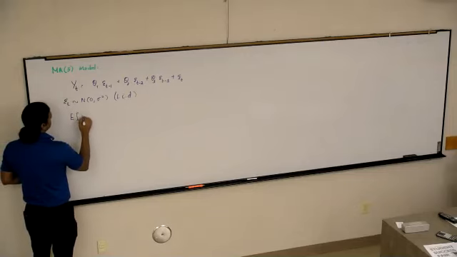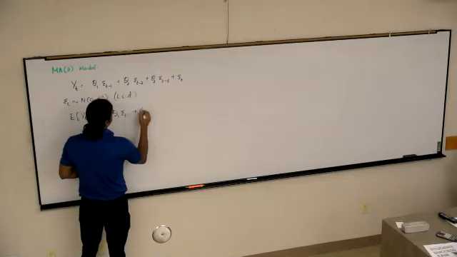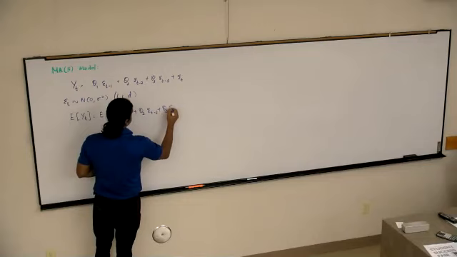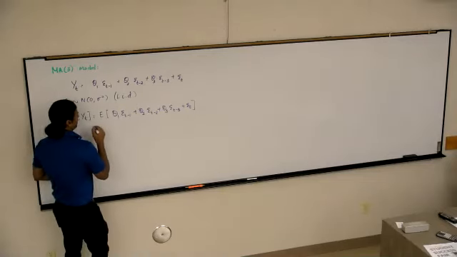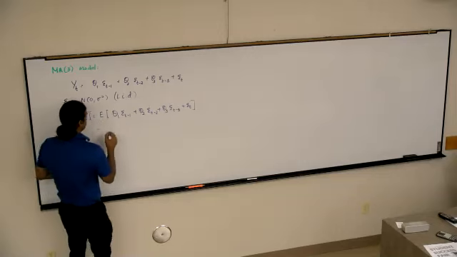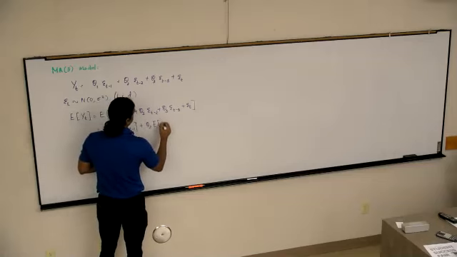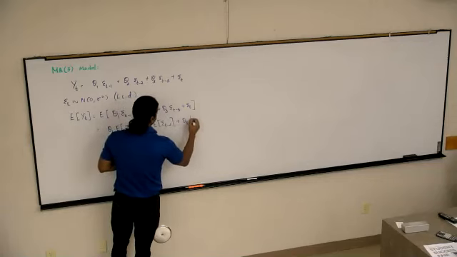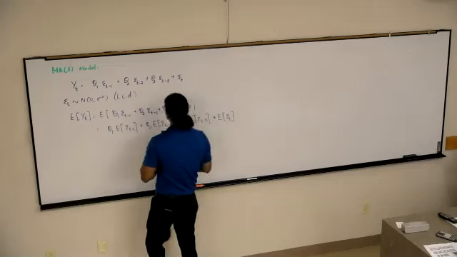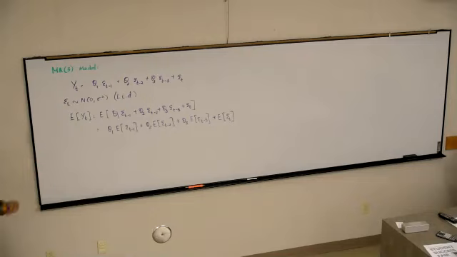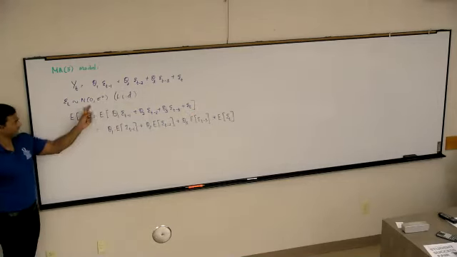If I took the expectation of yt, it is the expectation of theta 1 epsilon t minus 1, theta 2 epsilon t minus 2, theta 3 epsilon t minus 3, plus epsilon t. By linearity of expectation, we can distribute. So theta 1 times the expectation of epsilon t minus 1, theta 2 times the expectation of epsilon t minus 2, theta 3 times the expectation of epsilon t minus 3, plus the expectation of epsilon t. All the expectations are zero because epsilon t has mean zero and variance sigma squared.